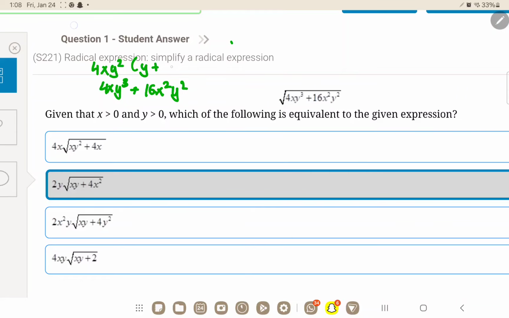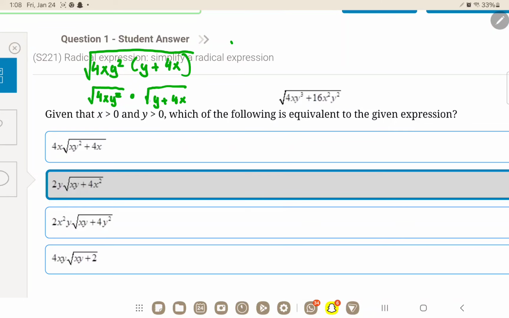Plus 16 divided by 4 is 4. X squared divided by x, 2 minus 1 is 1, so we don't write it. Y squared with y squared cancels out. So you're left with this. Now we remove our old polynomial, and this is our new one. We'll put back the radical sign that we had. Now, what this means is you can separate it into two different radicals. So the radical of 4xy squared times the radical of y plus 4x.